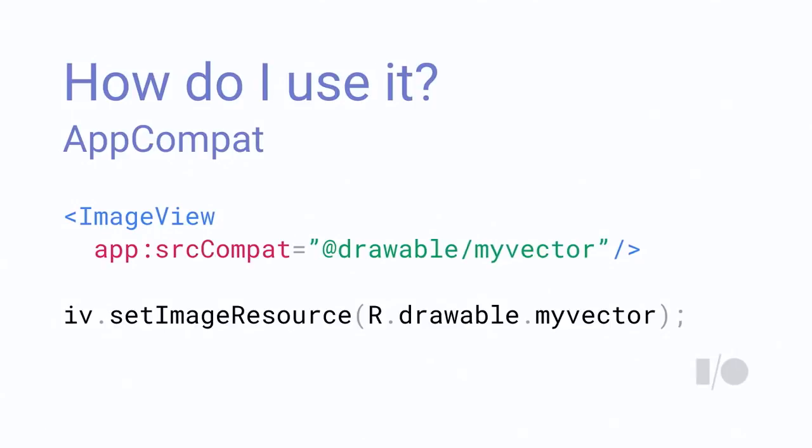So we have a couple of ways of using it within AppCompat. We have a new attribute on ImageView called srcCompat. And that basically supersedes android:src. It allows vector drawables all the way back to API 7 for the static versions and 11 for the animated versions. We've also overridden the setImageResource method. So if you're using that API anyway to set drawables, you can use vector drawables back to the same API levels.